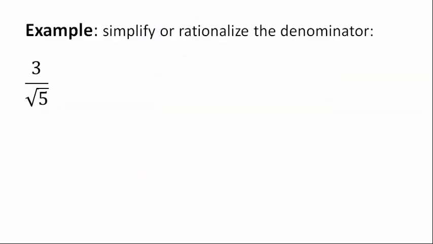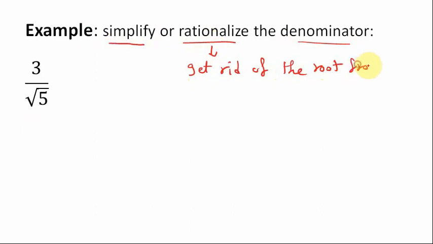Okay. Here we have a different example. Simplify or rationalize the denominator. What's the meaning of rationalizing the denominator? Rationalize means that you have to get rid of the root from the denominator. What if I have a root in the numerator? It's okay. My problem is with the root in the denominator.